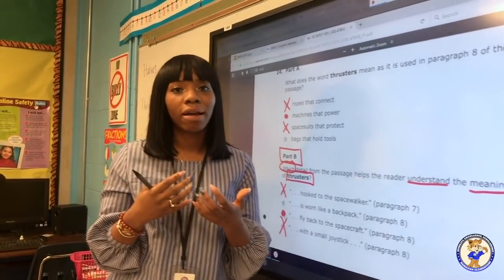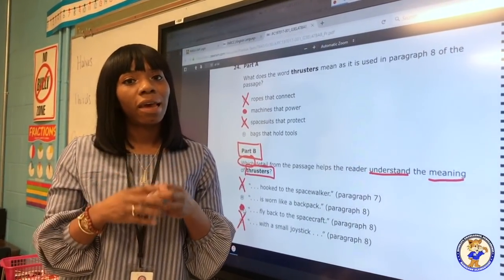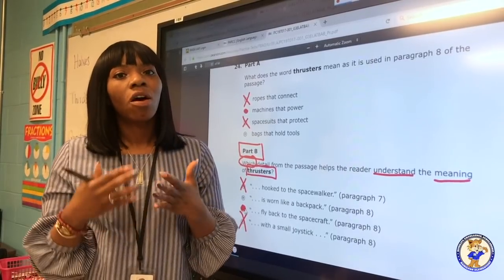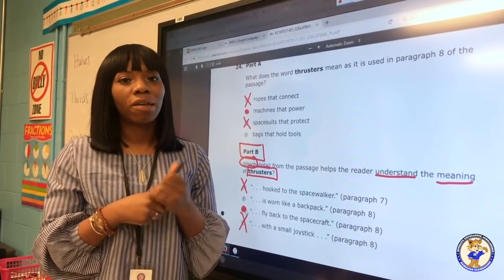It will help you learn how to find textual evidence and again attack these difficult questions that we will face on 10 Ready, supporting it with textual evidence.